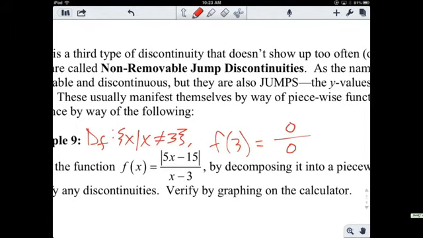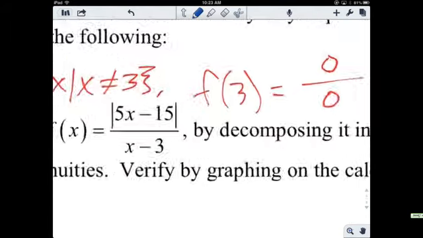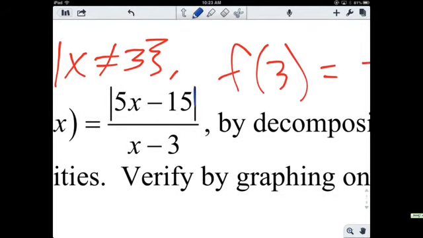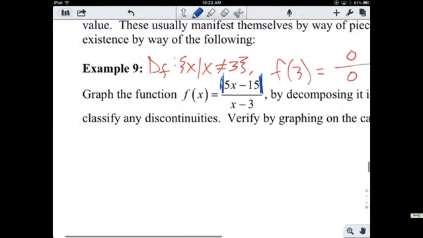And it's going to be pretty easy to spot the exception to the 0 over 0 being a hole rule because it's going to have the absolute value signs. Now, I will show you why it is not a hole. If it didn't have the absolute value, if it was just 5x minus 15 over x minus 3, it would have been a hole at x equals 3, for sure. But it's not, and here's why.